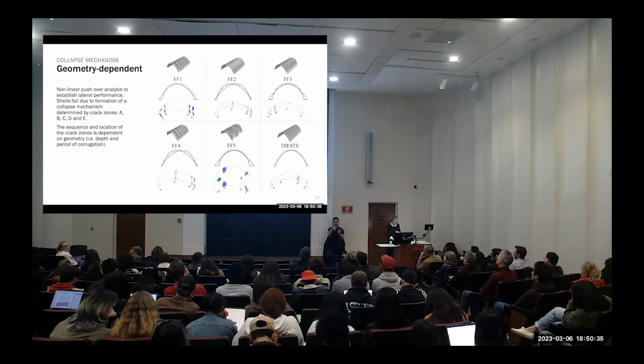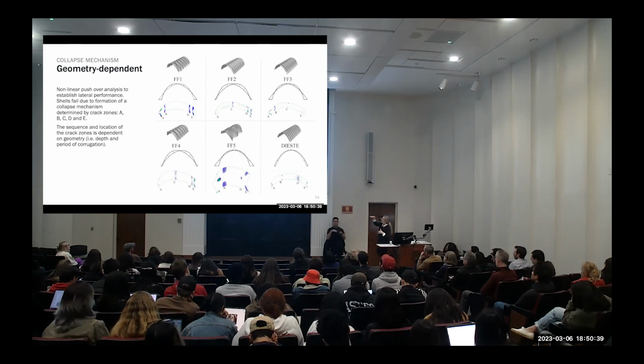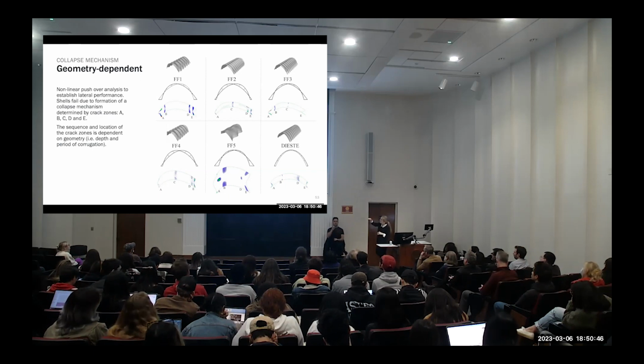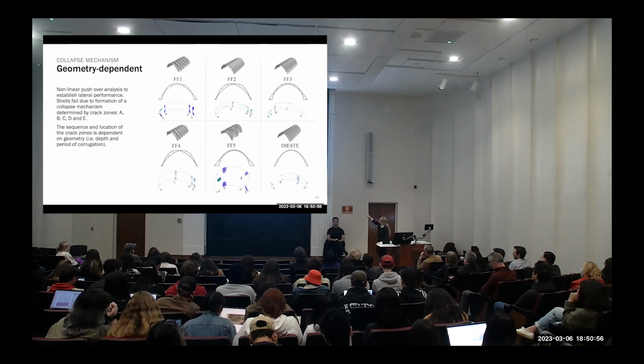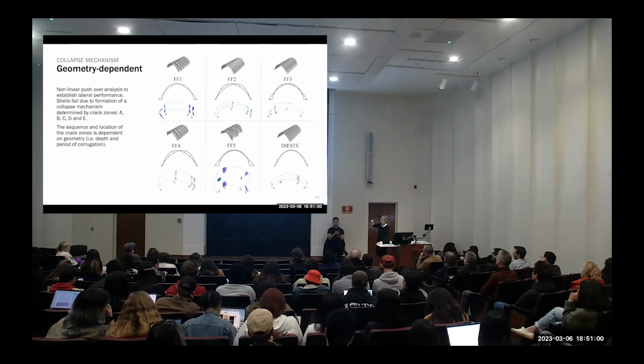And we carried out this analysis. Basically, we put a horizontal load on it, and we modeled the reinforced concrete. At some point, the shell starts cracking, but then the program doesn't stop. It keeps on pushing and pushing until the whole shell is cracked and actually fails. And so all six fail with the same failure mechanism. That means that there are 4 hinges, but the location of the hinges is different.